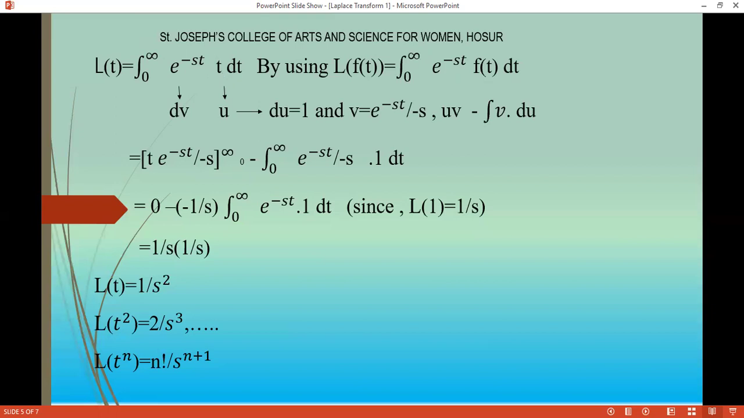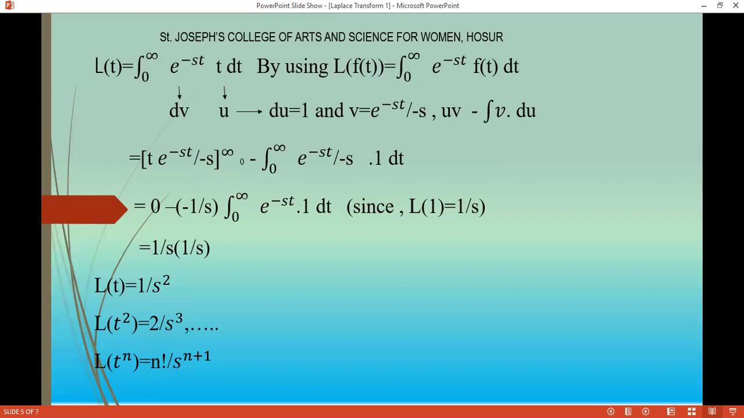Here, when I differentiate e power minus st, you will get minus s e power minus st. When I differentiate again, e power minus st into minus s, you will get repeatedly like that. But when I differentiate this t, the first time differentiation is 1, the second time differentiation is 0. So I am taking t as u and e power minus st as dv here.